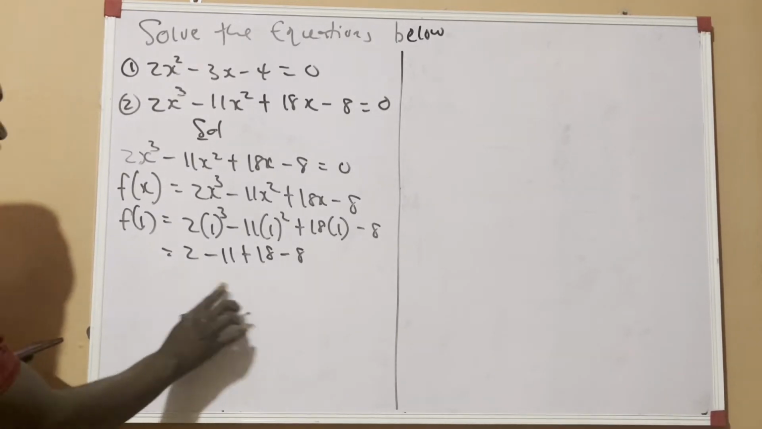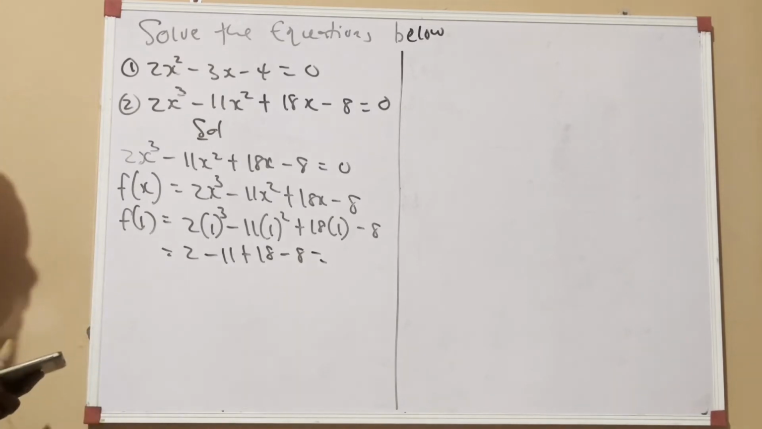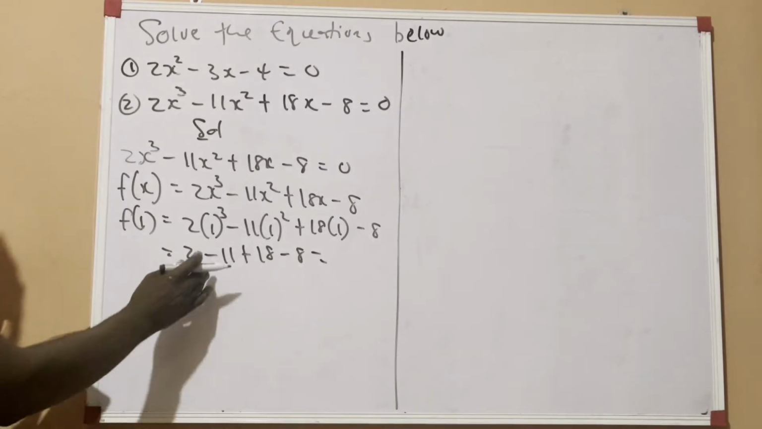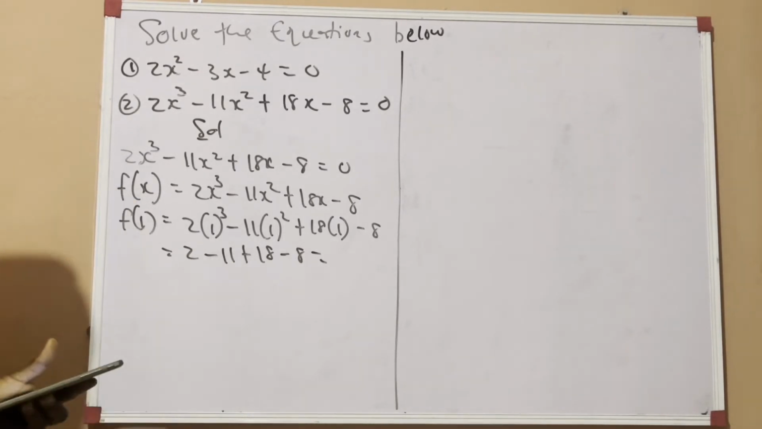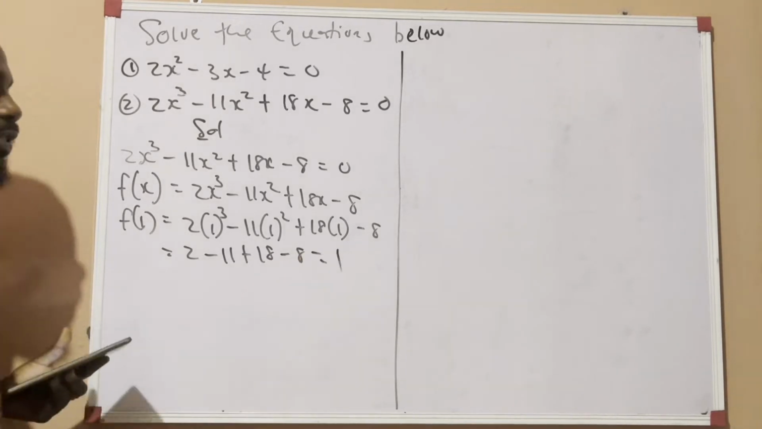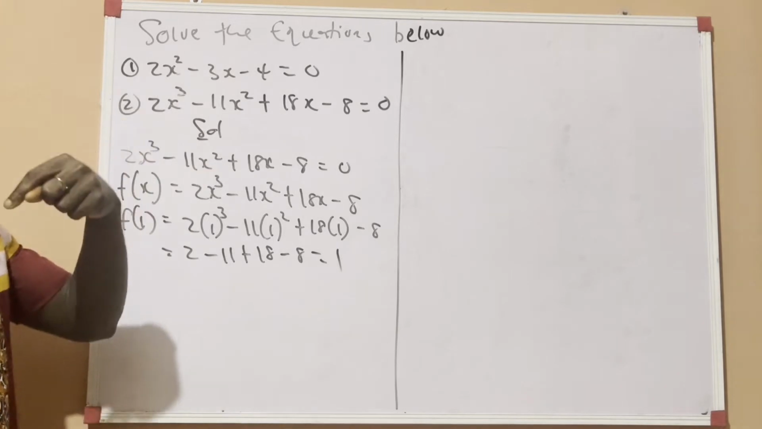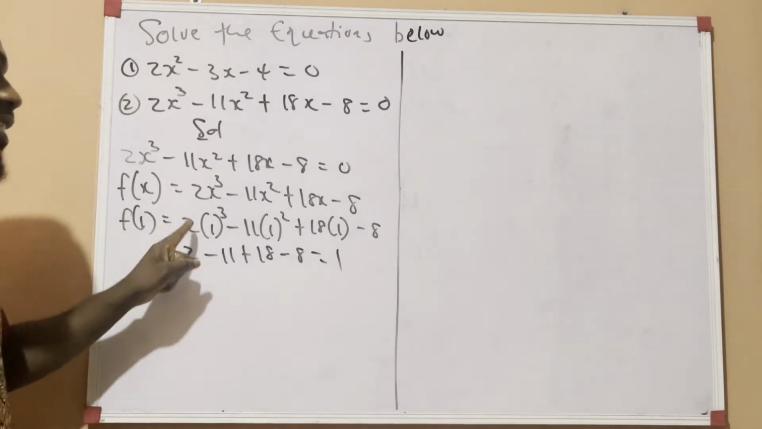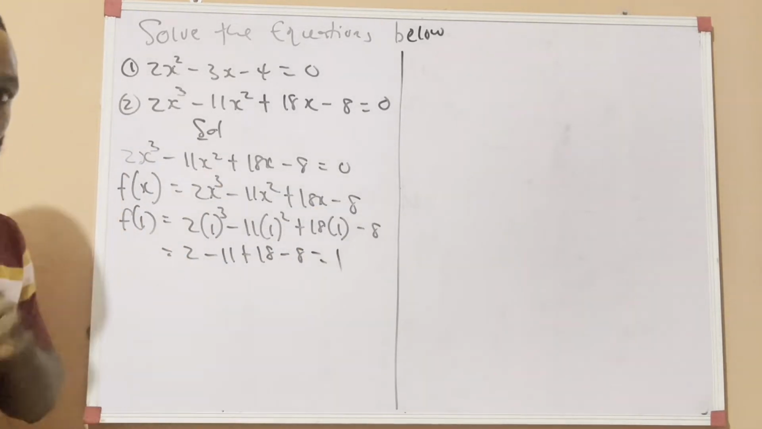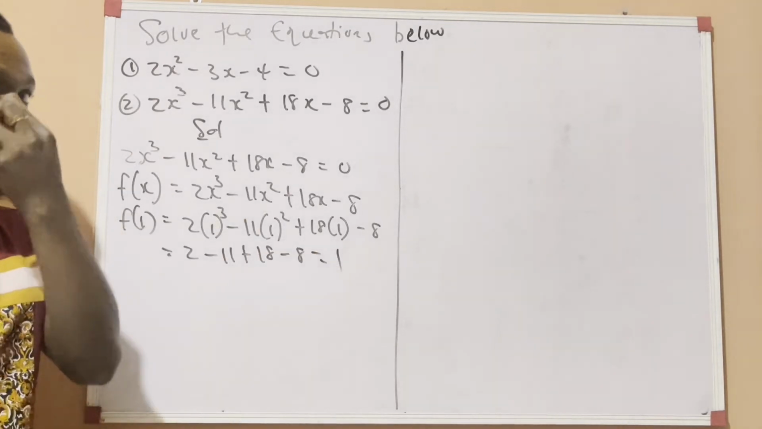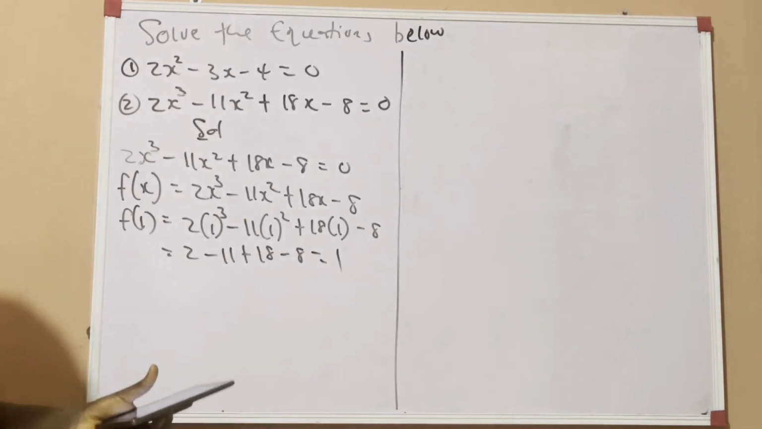Okay, let's put this here. Now 2 minus 11 gives us minus 9. Minus 9 plus 18 gives us a positive 9. And 9 minus 8 gives us 1. So it means we are not going to make use of x equal to 1, because x equal to 1 did not make the function equal to 0. Rather, it made the function equal to 1. So let us try f of minus 1.